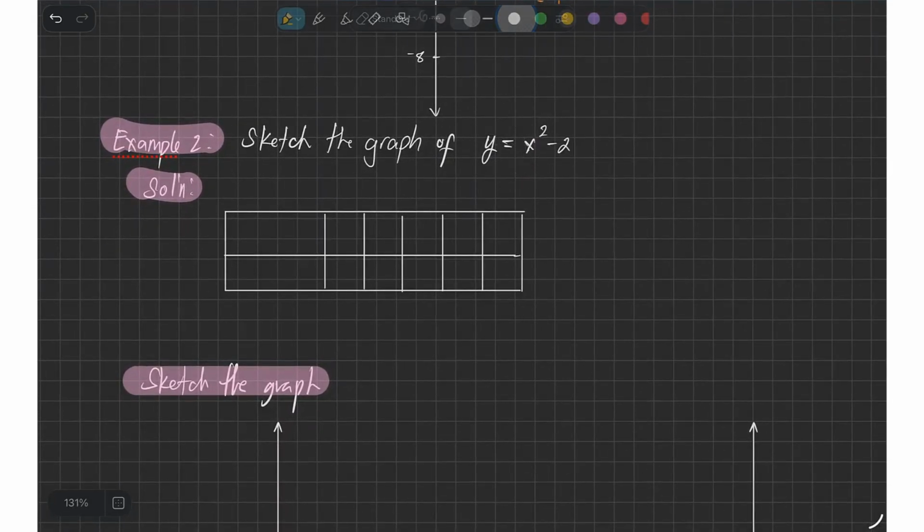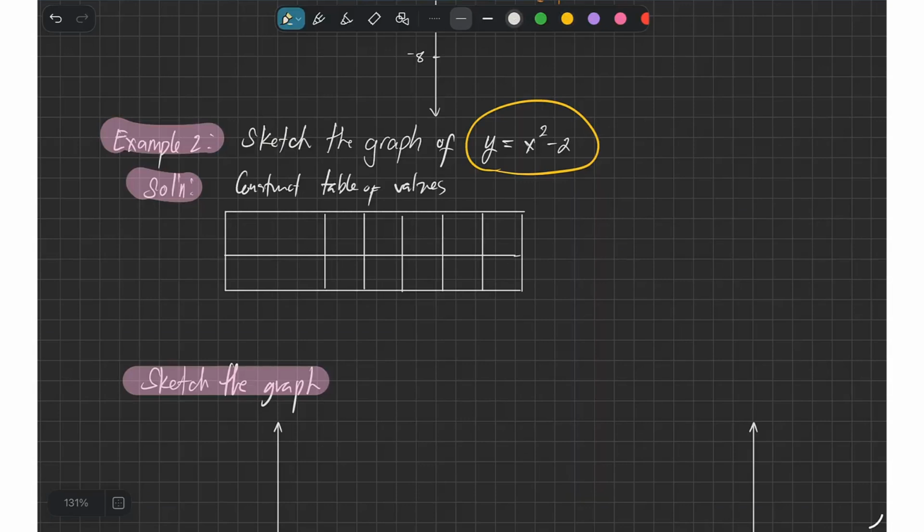Example number 2. Here in example number 2, the instruction is sketch the graph of y equals x squared minus 2. Tingnan niyo po ang ating example. Ito po ay quadratic, hindi po ito line. Okay? So ibig sabihin parabola po ito ang kanyang graph. So, same as before, our first solution here will be mag-construct tayo ng table of values. Okay, so the first one will be for x and the second one is for y.